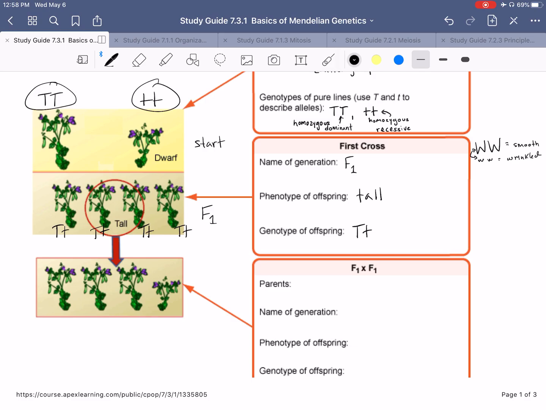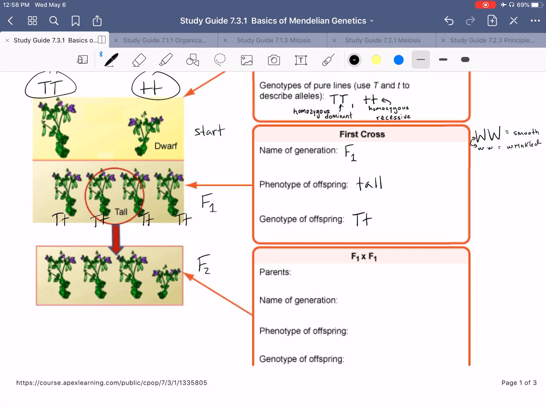We're going to use this exercise to figure out what happened. All right, so now we're looking at the F2 generation. The parents of the F2 generation were the F1 generation. This is called the F2.